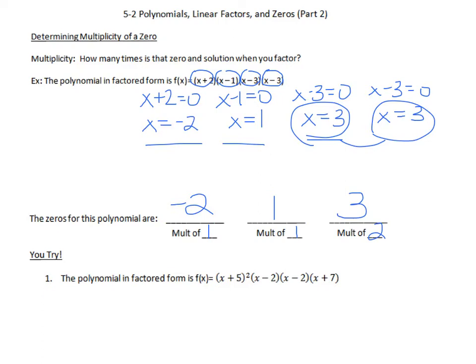Alright, so I want you to try below. Here you have a polynomial. It's already in factored form. Notice this says x plus 5 squared. Up here, this could have been written as x minus 3 squared, but instead they just wrote it out twice. So keep that in mind. I want you to go ahead and find the zeros for the polynomial and determine the multiplicity of each.